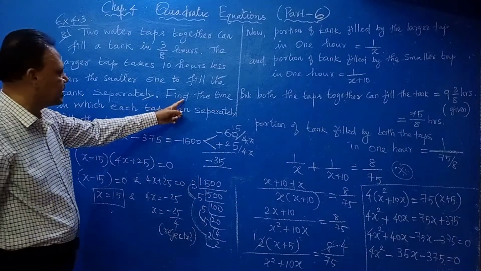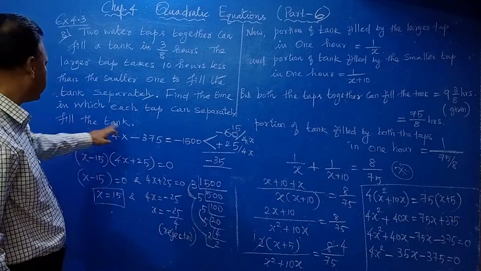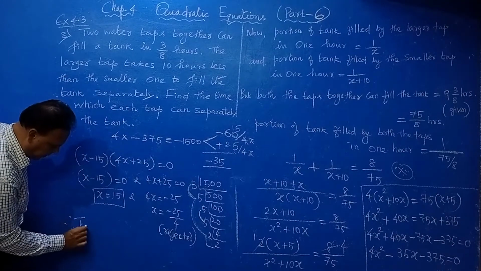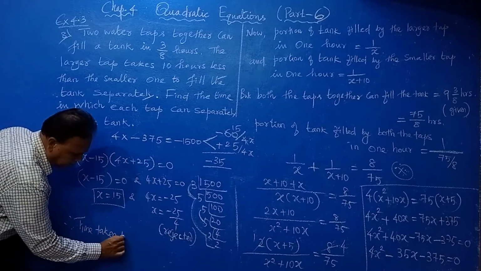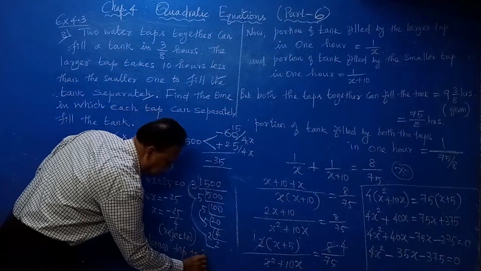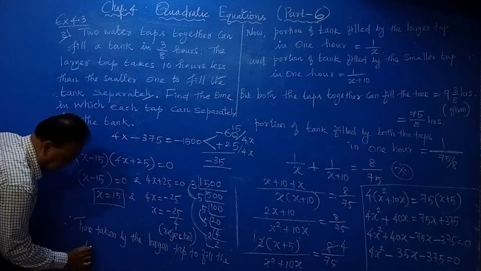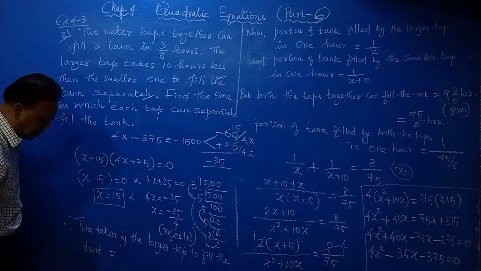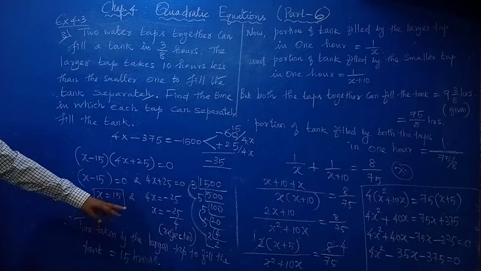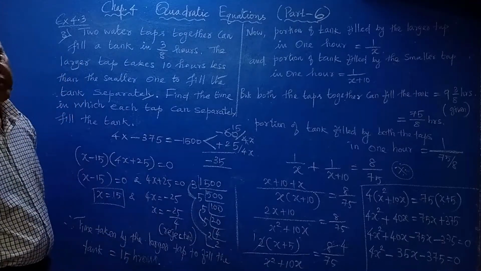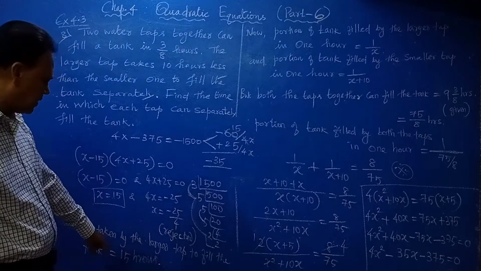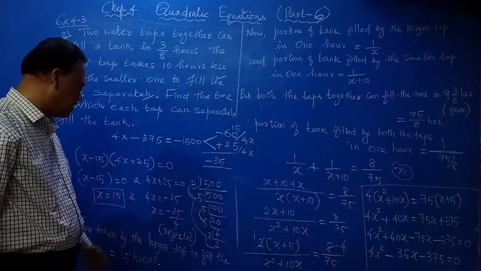Now, the question, you see what they ask: find the time in which each tap can separately fill the tank. Okay. Now, time taken by the larger tap to fill the tank is equal to 15 hours. Same way, time taken by the smaller tap to fill the tank is equal to x plus 10 hours, that is 25 hours. That is what we assumed here. So plus 10 you add, you will get 25.